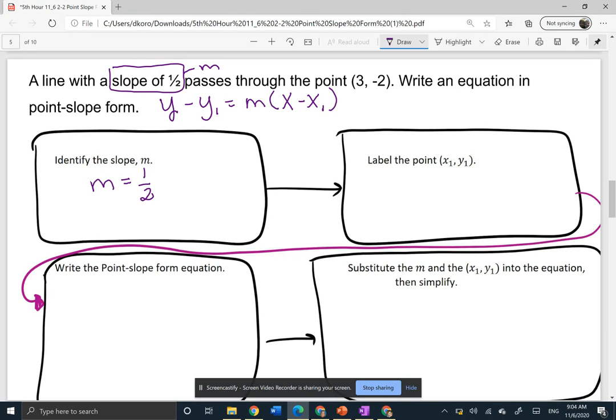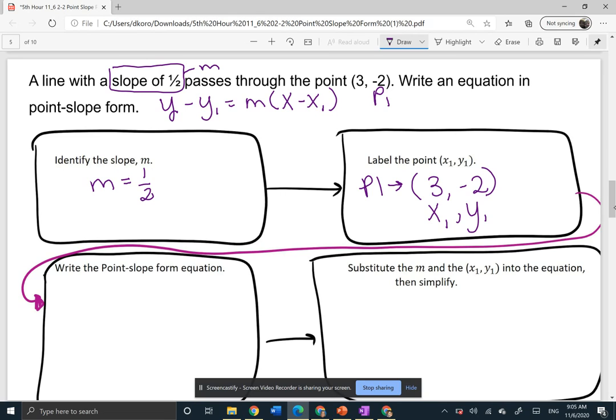Okay, then your second step is label the point x1, y1. So this is your point right here. That's point 1. So let's label it. So we have 3, -2. So we'll label it. This is x sub 1 and y sub 1. That represents your first point, and that's why this is x1 and y1, because it just represents your first x coordinate and your first y coordinate.